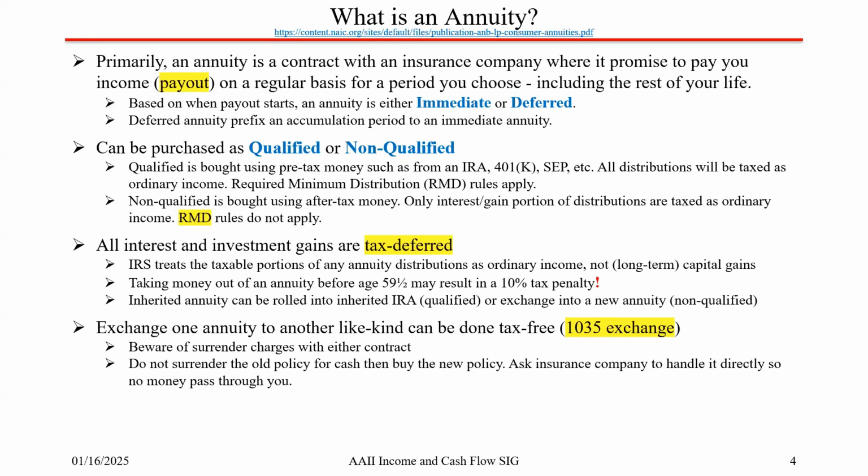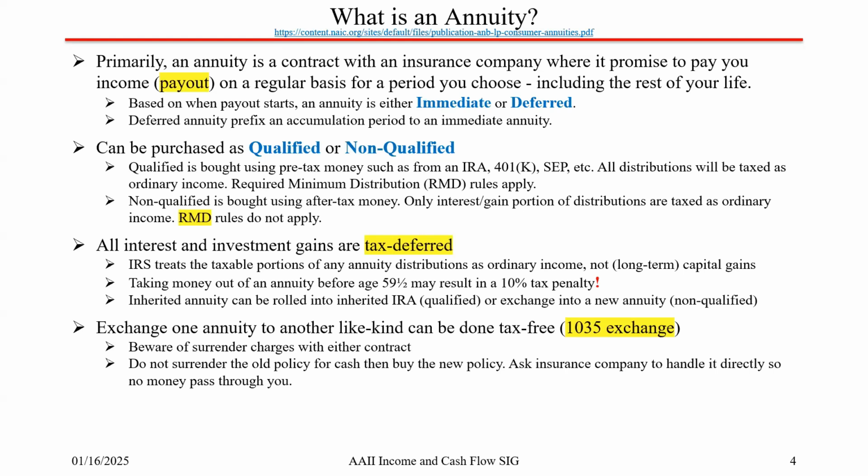Now, the bullet here says beware of surrender charges with either contract, because with annuities, as we will talk about on the next slide, I believe, there are penalties if you take the money out early. So if you do an exchange, from and to, you've got to worry about how long those contracts are and how soon you want to take the money out, because otherwise you get penalized, and the penalty is not small potatoes either.